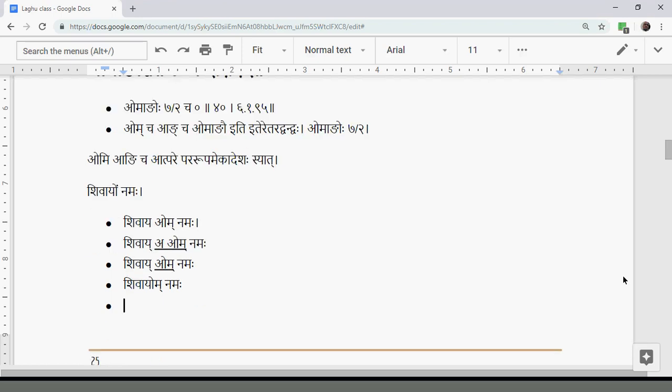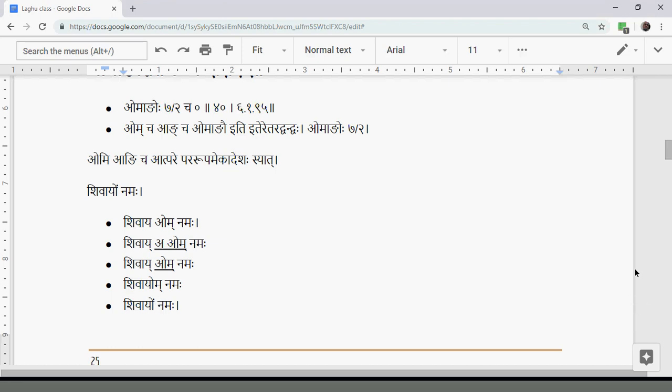Then this Makara will become Anuswara, there is a Sutra. We'll see when we do Hal Sandhi. Shivaya Om Namaha. Now, this Om and Namaha, it depends on the Sampradaya where the chanting is taught. But Om is also considered as a Bijakshara. In some places Bijaksharas are not to undergo Sandhi, so it should be uttered completely. So, in many cases, you will hear Shivaya Om Namaha. In some places, they do Sandhi even for Bijakshara. So this Anuswara will be pronounced as Nakara based on what follows.